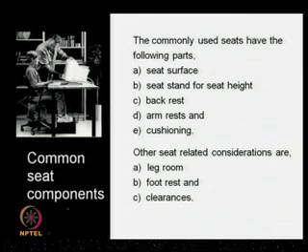Now, the common seat components are, the commonly used seats have the following parts: the seat surface, seat stand for seat height, backrest, armrest, and cushioning. Other seat related considerations are leg room, footrest, and clearances, like that.